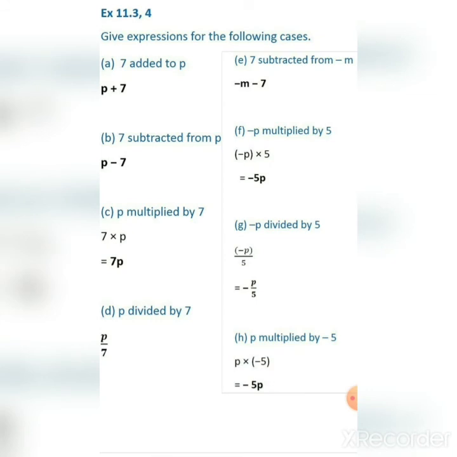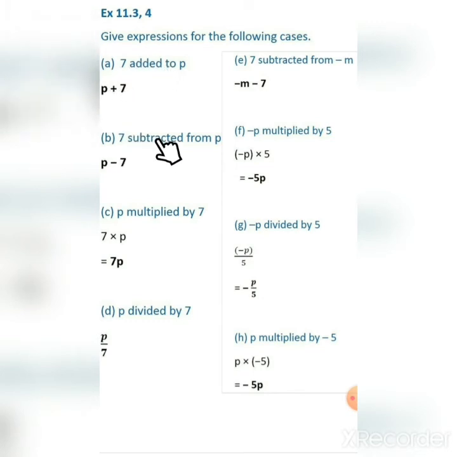Fourth question is, give expression for the following cases. Expression means you have to form an algebraic expression for the given statement. Here the first is 7 added to p. That means p will come first and then 7 is added, that means plus 7. Understood? So added means plus.